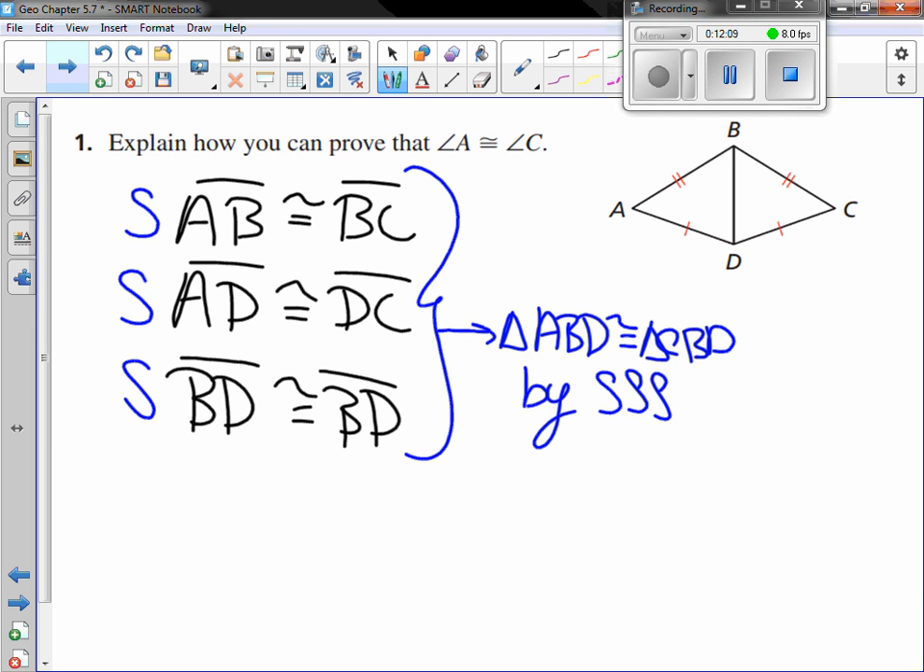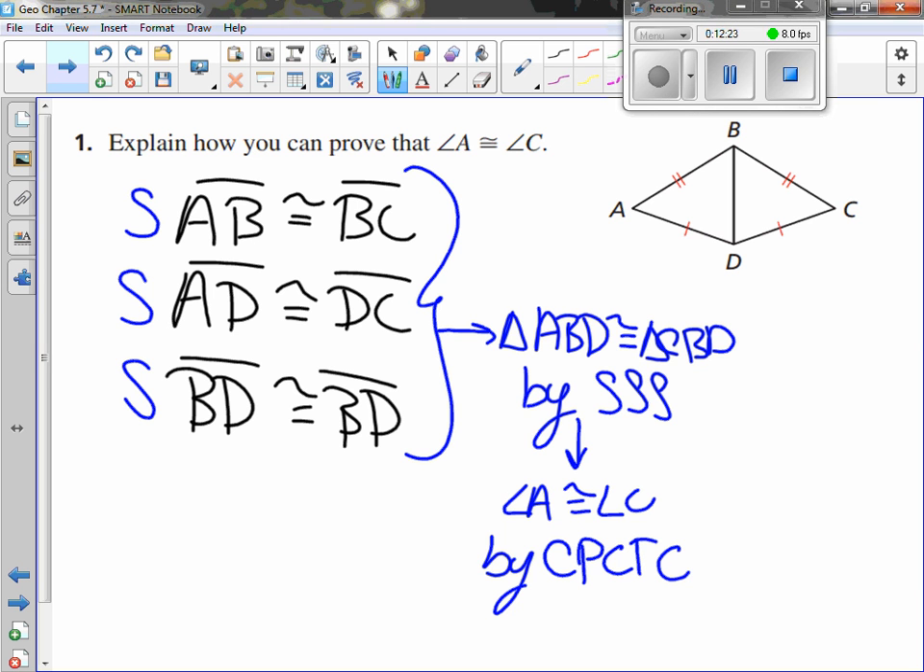Well, since these two triangles are congruent, we can say that angle A is congruent to angle C by what? CPCTC. Corresponding parts of congruent triangles are congruent. And angle A and C are corresponding parts, so they are going to be congruent.